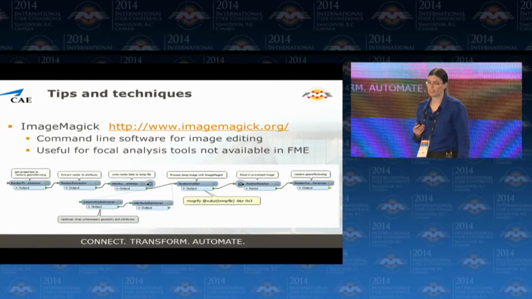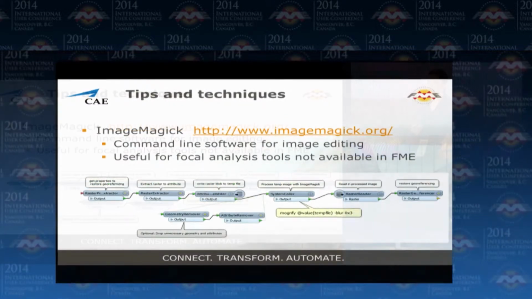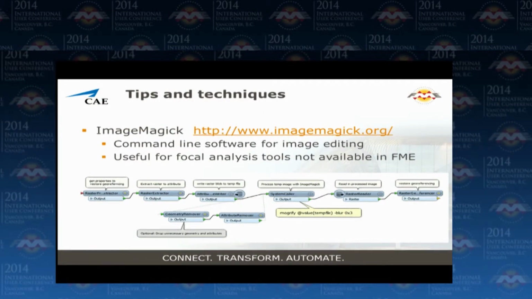Meanwhile, you would use the system caller to call the ImageMagick tool. The one that we're using right now is Mogrify. Mogrify is the tool that changes the image in place. If you use their other tools like Convert, you would actually have an input and output file name. And so in this case, I'm putting a blur on the image. I then read that same file back in using the raster reader, and then I restore the raster georeferencing with the raster georeferencer. And then I can continue on in my FME process as if that image had never left.